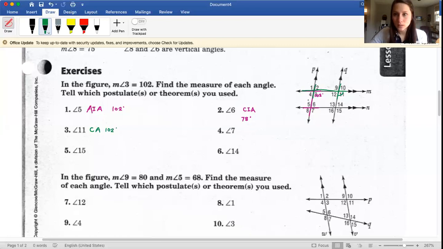Angle 7, let's take a look. Angle 7 and angle 3, 102. These lines M, N, and P form those two angles. 3 and 7 are both in the bottom right corner, and so that would be corresponding angles as well. And so angle 7 would be 102 degrees. Try 15 and 14. Pause the video and try 15 and 14.